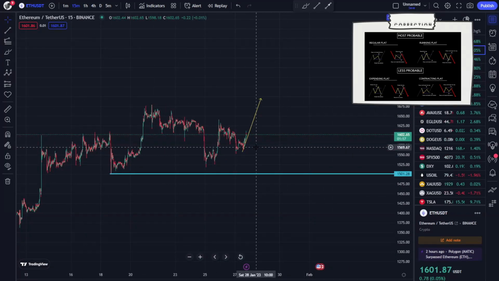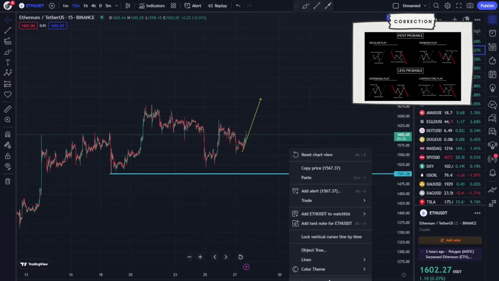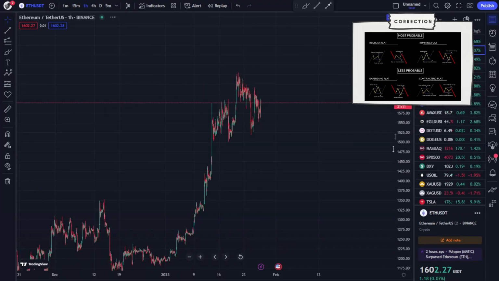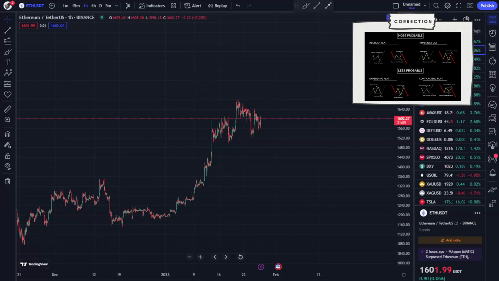Ethereum is ugly, so let me remove this. All right, Ethereum is really ugly at the moment. From that point, it was pretty clean. You had some small correction, running flat. This was weird. All right, this was an expanding. So overall, from that point, it was clean until we broke that point. It's really ugly, and every setup it's been making is pretty ugly.